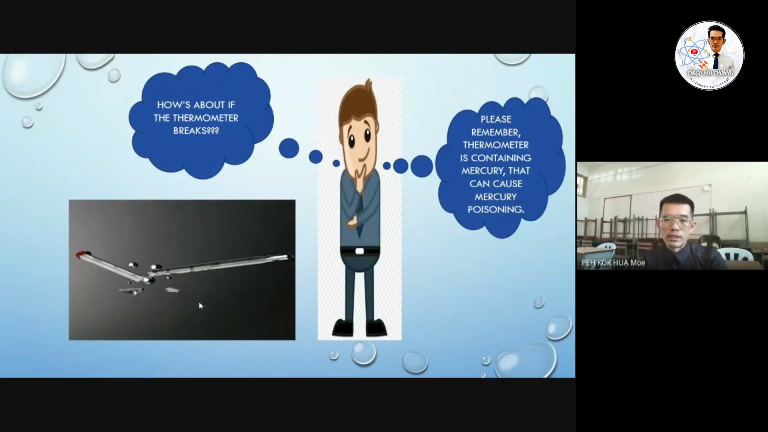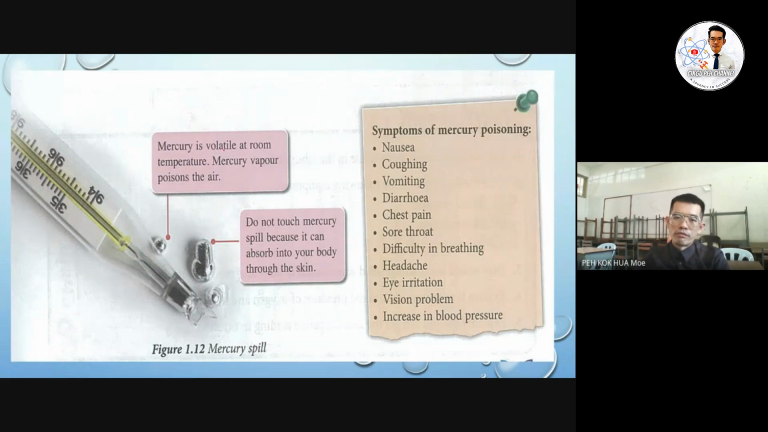Another one is more dangerous, and this is the most common accident that occurs during the experiment: a careless student breaks the thermometer. As we know, the thermometer contains mercury. Mercury is a volatile, poisonous substance which may cause mercury poisoning. Here you can see mercury is volatile at room temperature. Mercury vapor poisons the air, so that means it will be very dangerous.